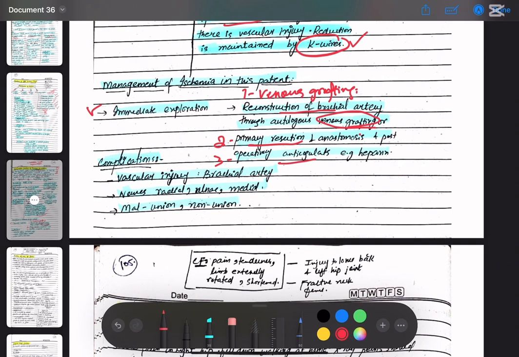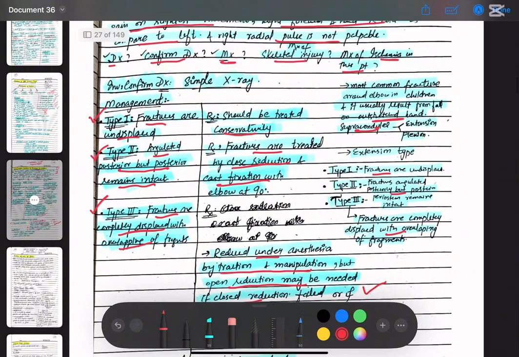How will we manage the ischemia? First of all, the venous grafting is done, then the primary resection and anastomosis is done, and the third thing is that anticoagulants are given. Venous grafting, primary resection and anastomosis, and anticoagulants. These are the options for the supracondylar fracture of the humerus.